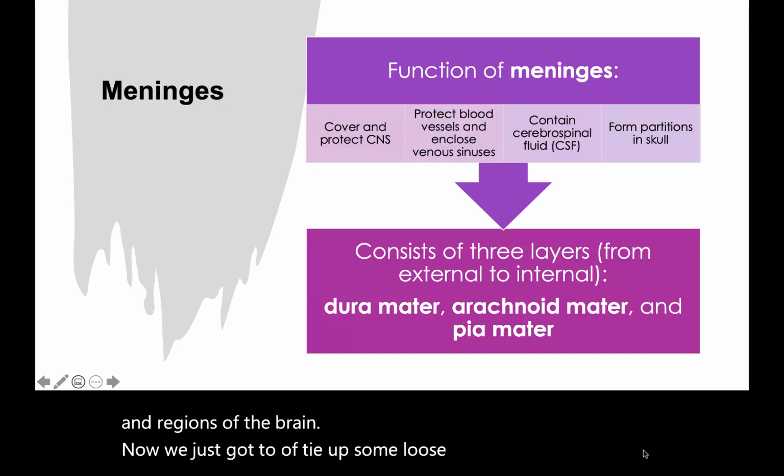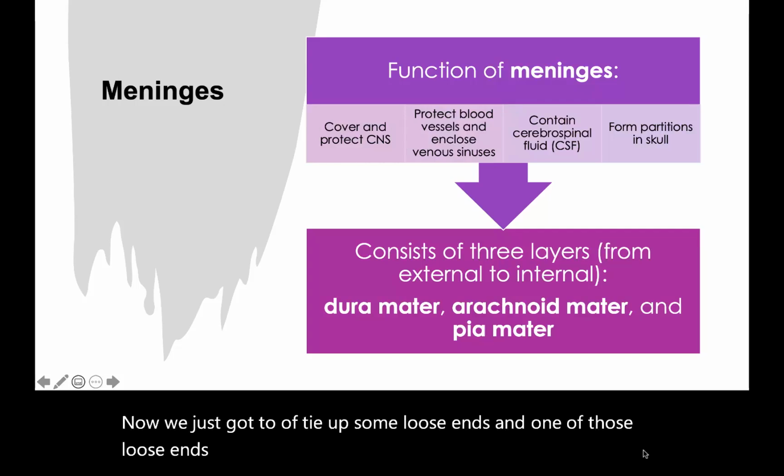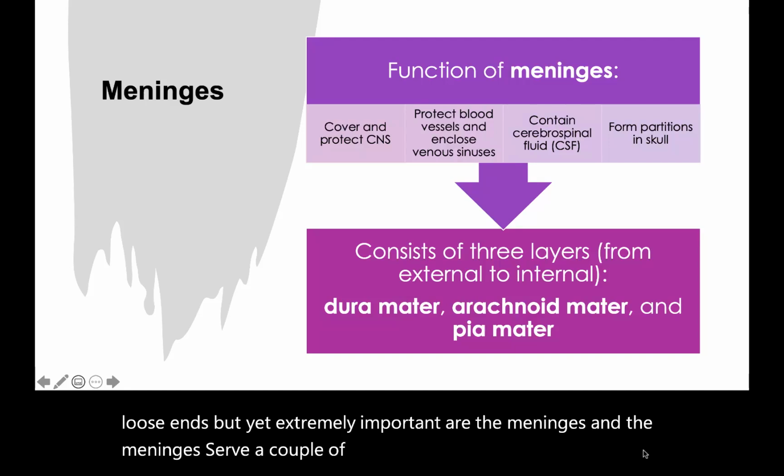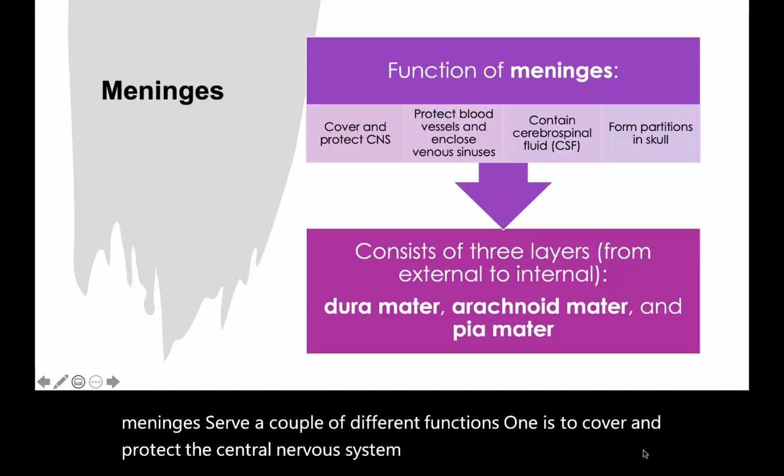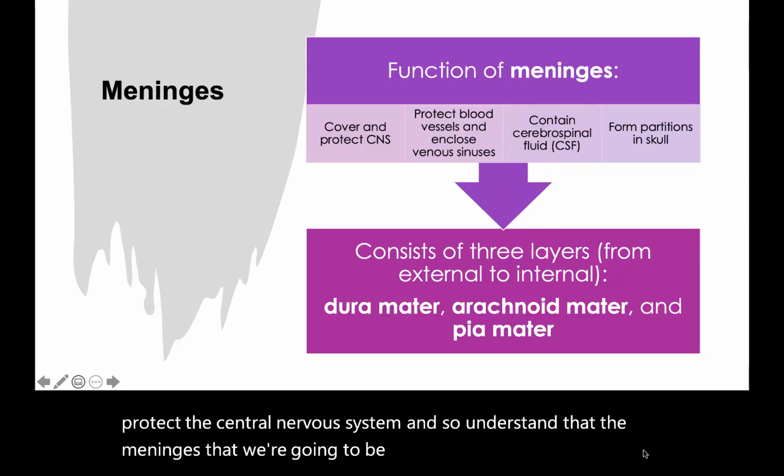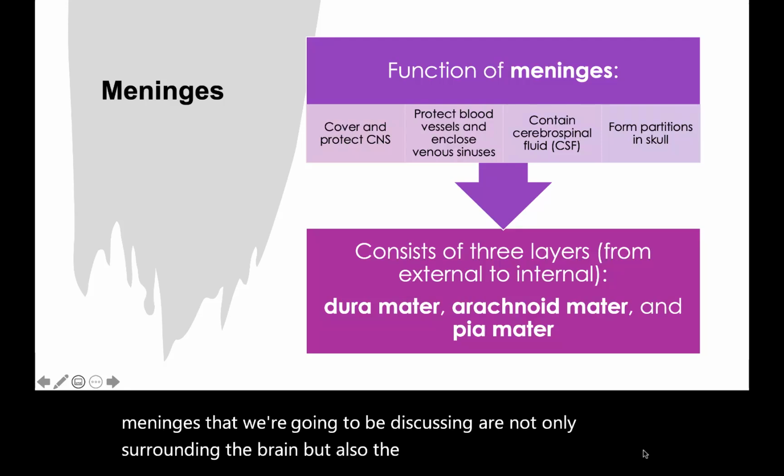And one of those loose ends, but yet extremely important, are the meninges. The meninges serve a couple different functions. One is to cover and protect the central nervous system. And so understand that the meninges that we're going to be discussing are not only surrounding the brain, but also the spinal cord. All right.